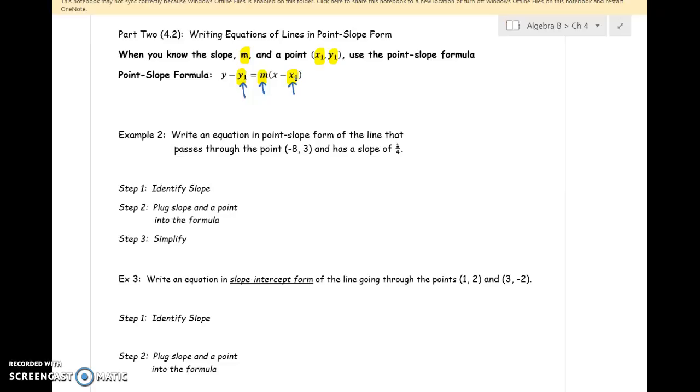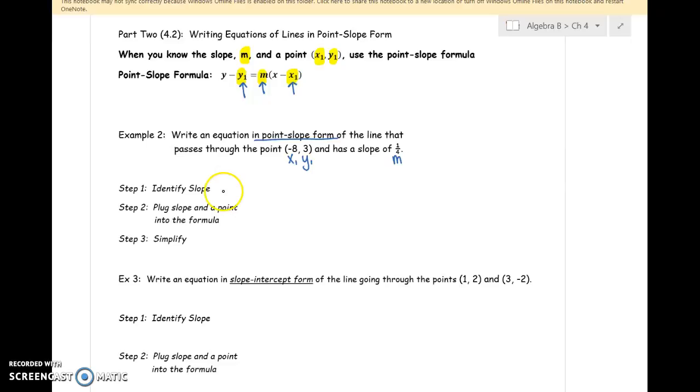Example 2. Write an equation in point-slope form of the line that passes through the point -8, 3 and has a slope of 1/4. So take this point, -8, 3, and label it x1, y1. The slope is 1/4. That would be your m. Step 1, no matter which form you're using, step 1 is always identify your slope. Sometimes they'll give you the slope, sometimes you'll have to find the slope.